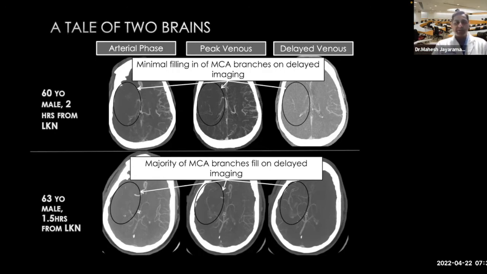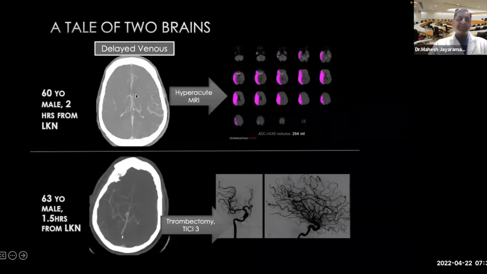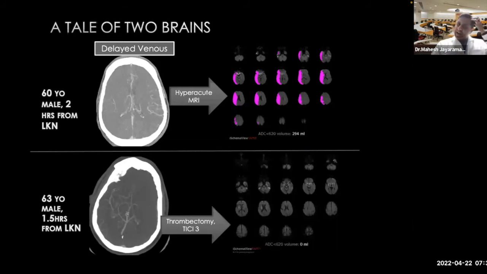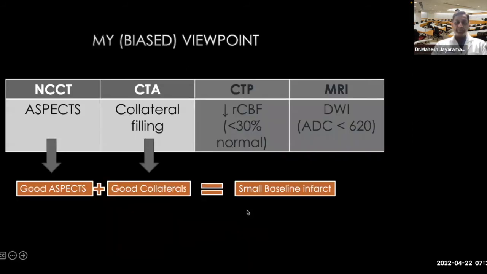If we take the top patient and we obtain a hyperacute MRI, basically looking at diffusion-weighted imaging, what we see is that there is a large area of infarction. Almost the entire right MCA territory is infarcted. This is just 2 hours from symptom onset, but this is a patient who's a fast grower. Remember, every patient is different. The bottom patient we actually took for thrombectomy, we recanalized, and the next day has essentially no infarct.